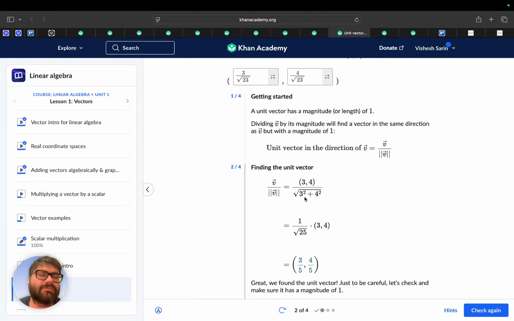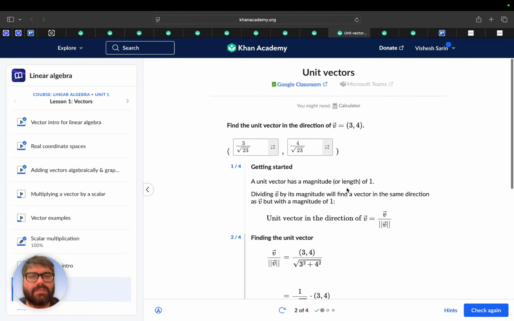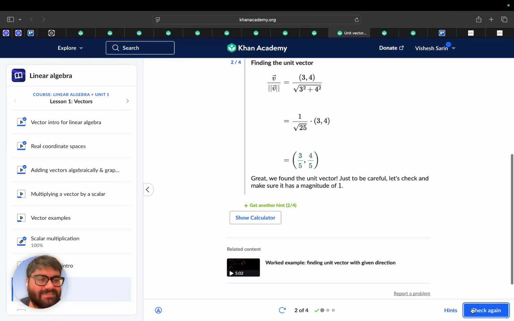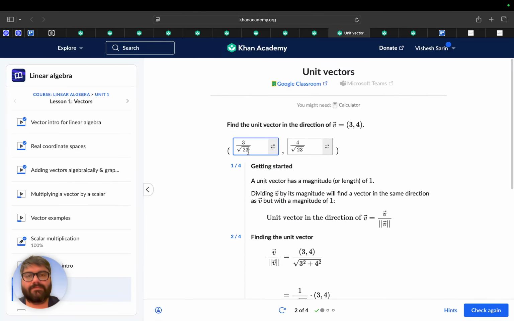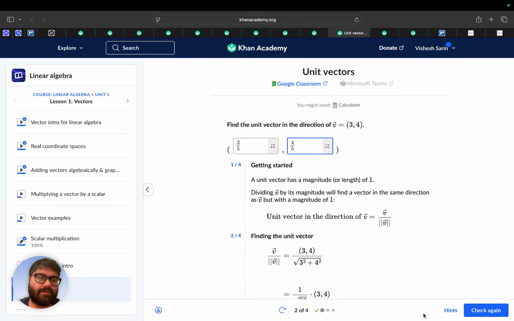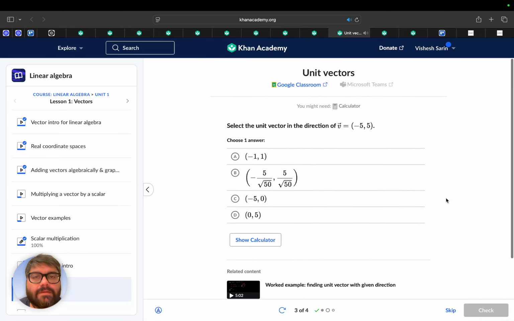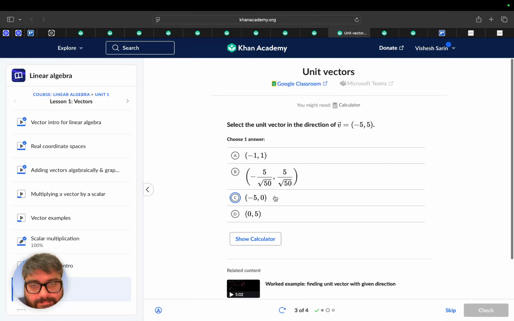Let's see, it's probably decomposition. Wait, 3 squared is 9. Oh, yeah, it is 25. I don't know what I'm thinking. Well, it's okay. 5, whatever. Select the unit vector in the direction of this, I believe, right? 5 squared plus 5 squared is 25 plus 25, so 50.